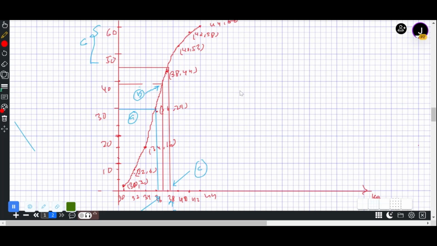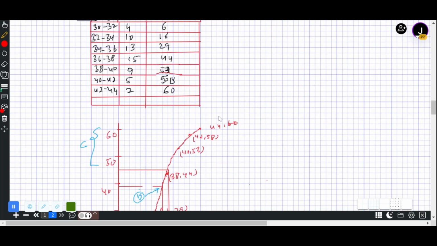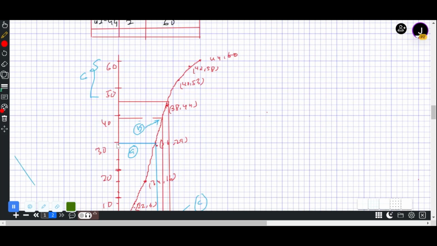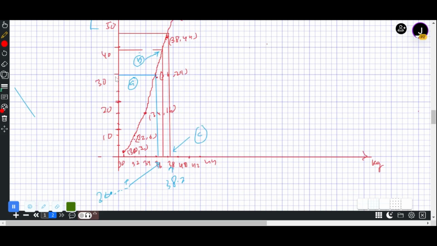Now, the first question is median. The median will be, of course, the middle number. So at 30 on the y-axis, we will find what is the component on the x-axis. We have drawn a straight line to the graph, which connects me to some point on the x-axis, and that value works out to around 36 plus. When you draw a very fair diagram, you will get around 36.1 or 36.2.